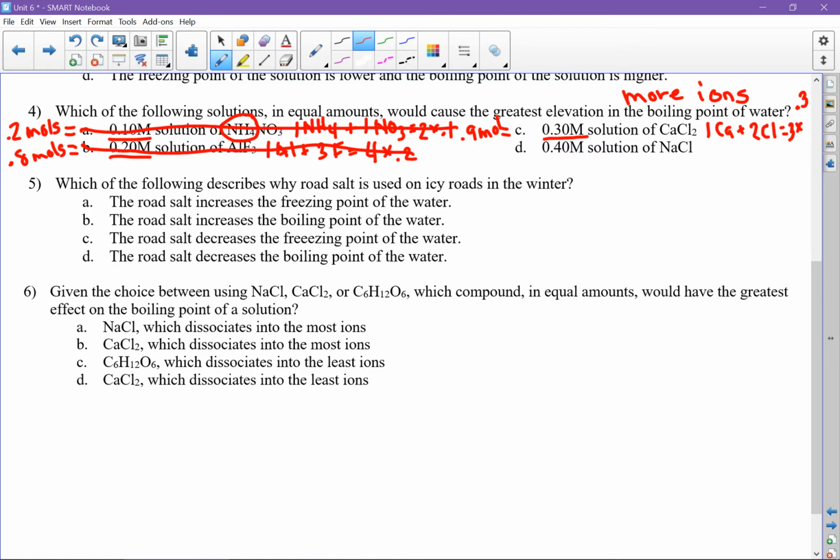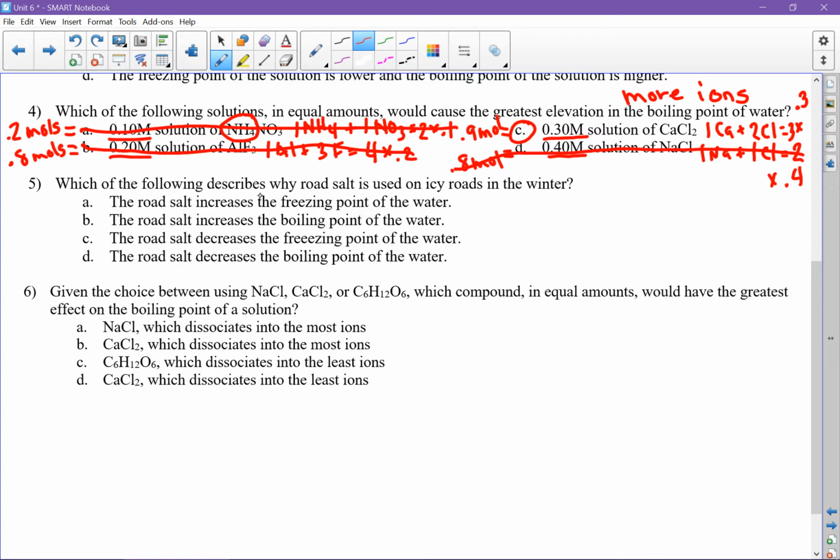Okay? In letter D, we're going to count the ions. There's 1 Na ion, and there's 1 chloride ion. That gives me 2 of them, but you have to multiply by the molarity. So 2 times 0.4, that gives me 0.8 moles. So C compared to D, C is the winner because it's the biggest number. Okay?